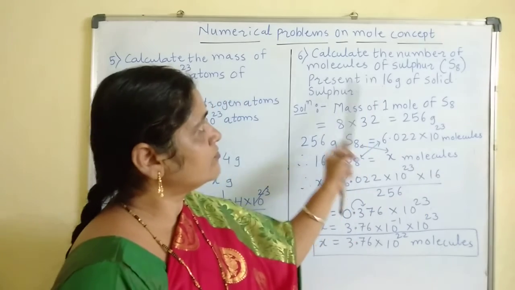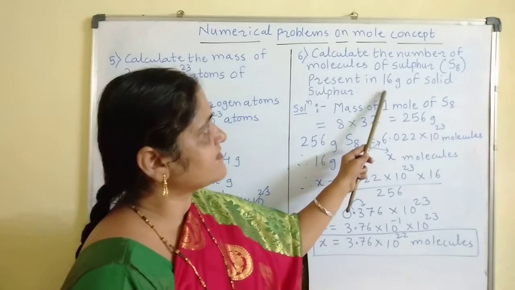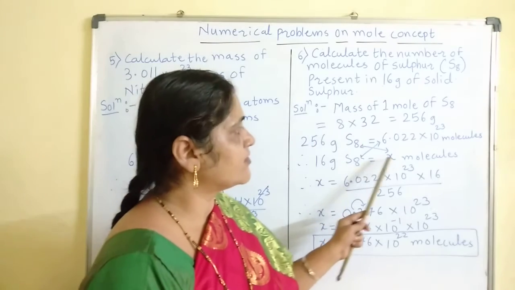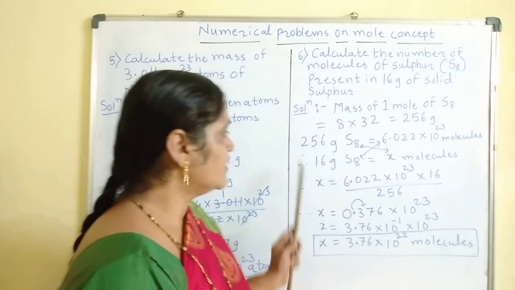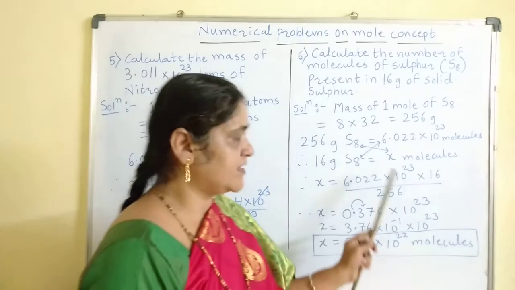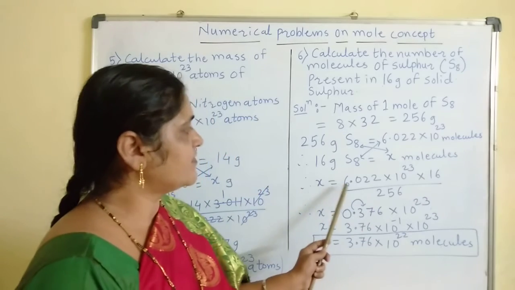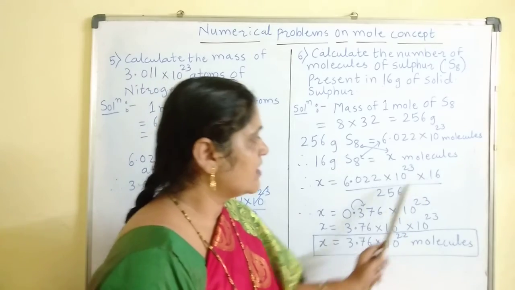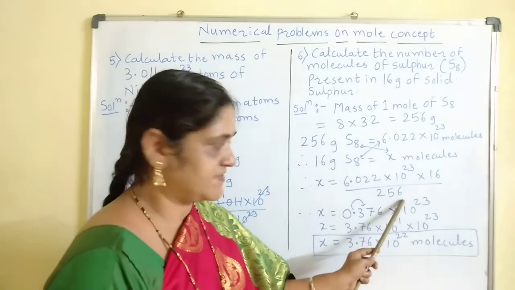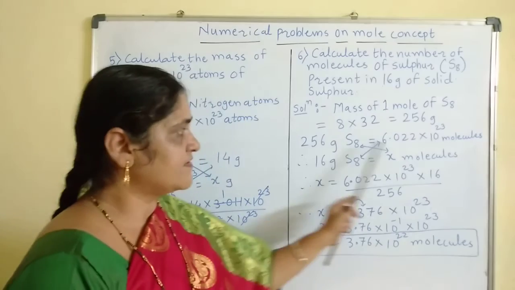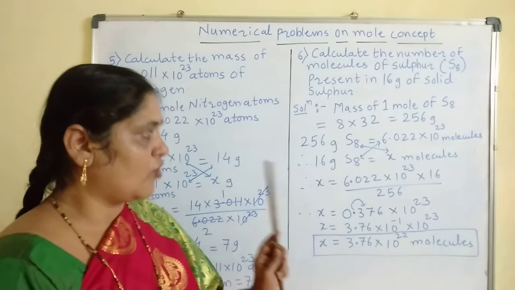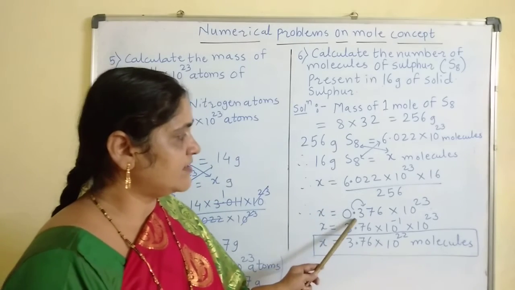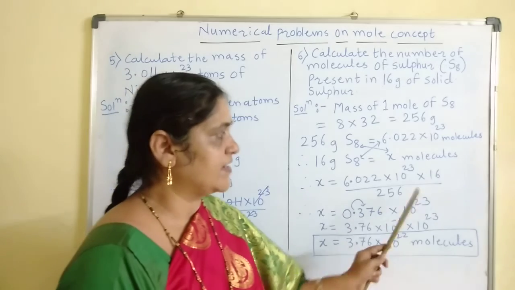Now we have to calculate the number of molecules in 16 gram of sulfur. So 16 gram of sulfur is equal to X molecules. Therefore, again doing cross multiplication, X is equal to 6.022 into 10 raised to 23 into 16 upon 256. When we do this division and multiplication, the answer is 0.376 into 10 raised to 23.